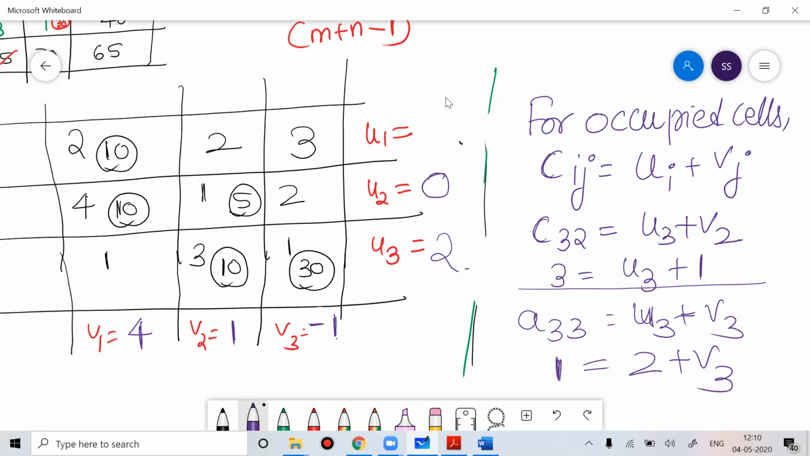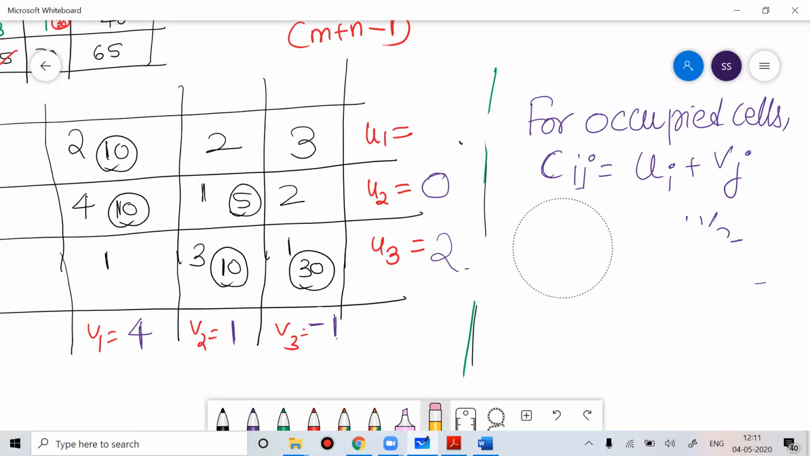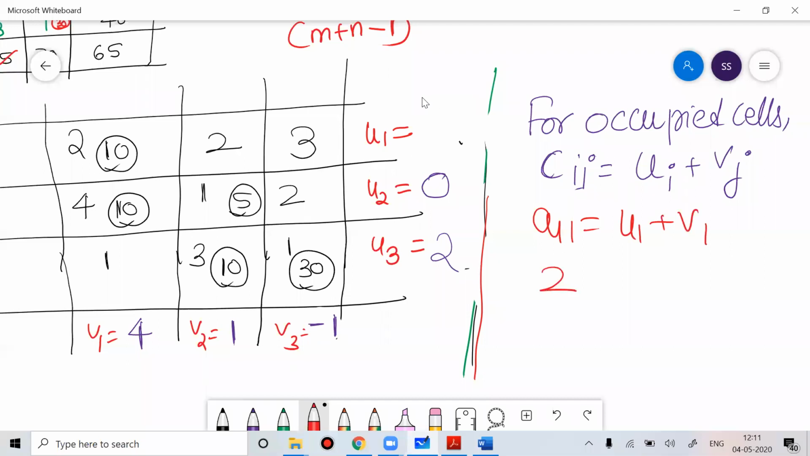I found V1, V2, V3, U2 and U3. Now U1 value. To find the U1, what I can do, I can take C11. C11 is U1 plus V1. C11 is 2, U1 we don't know, and V1 is 4. So U1 is equal to -2. So I found all the values: U1, U2, U3, V1, V2, V3.